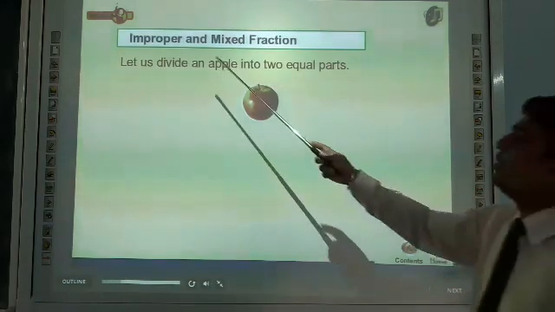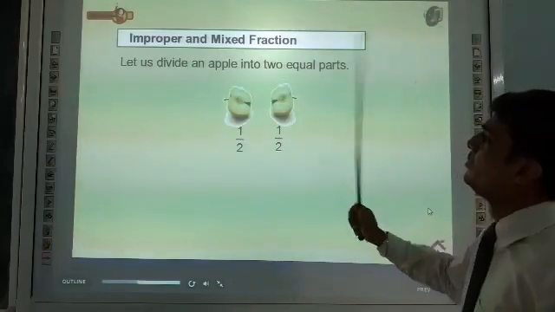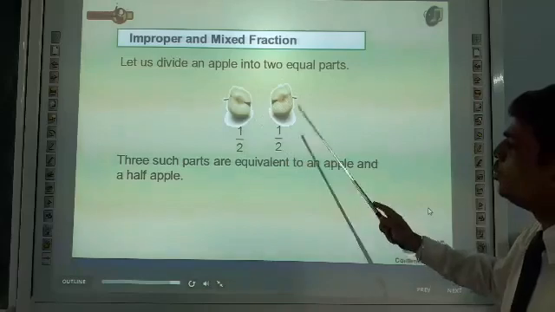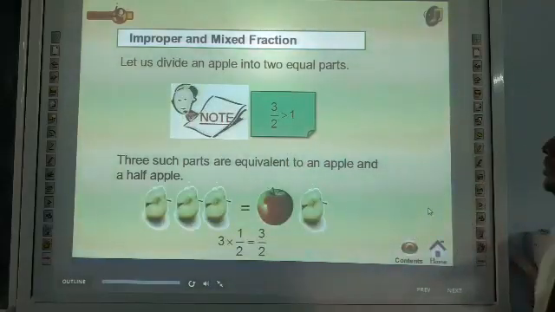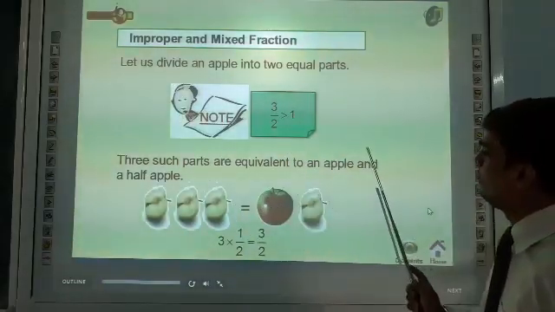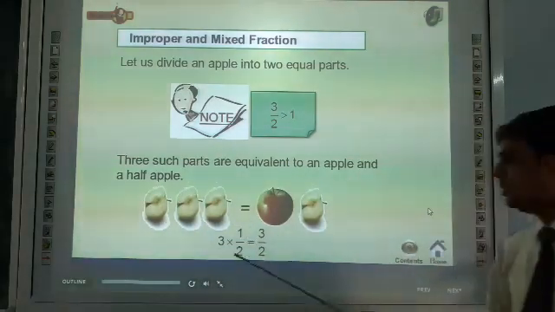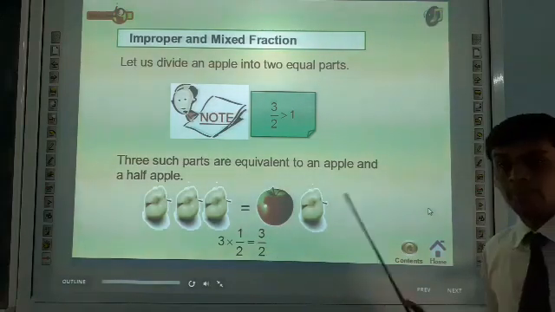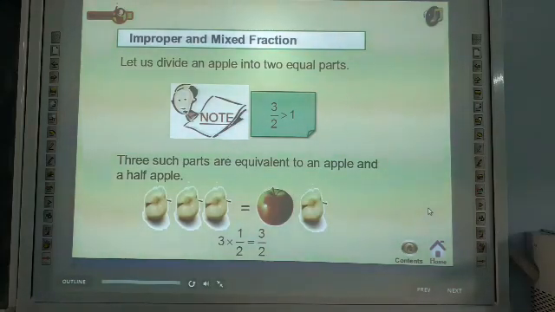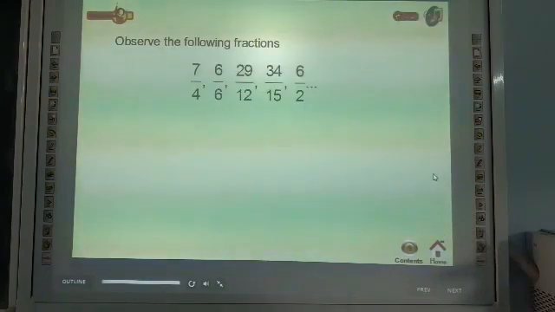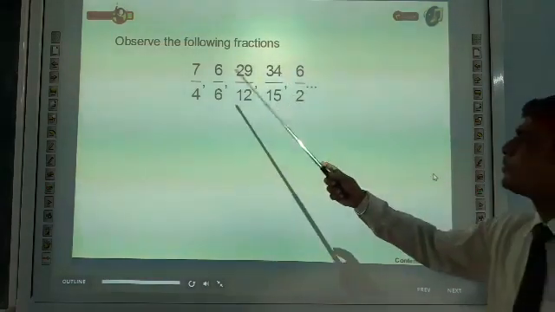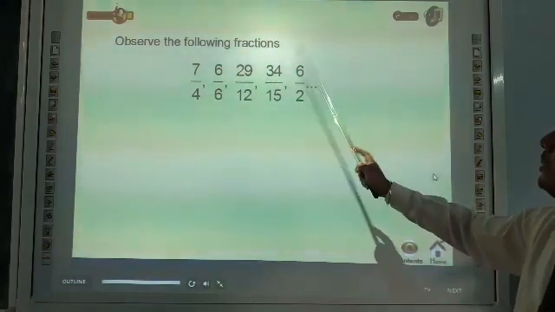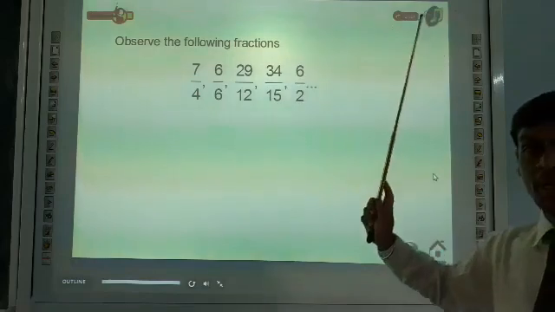Now next, improper and mixed fraction. Let us divide an apple into two equal parts, 1 upon 2, 1 upon 2. Three such parts are equivalent to an apple and a half apples. 3 multiplied by 1 by 2 is equal to the fraction 3 by 2. Observe the following fractions: 7 upon 4, 6 upon 6, 29 upon 12, 34 upon 15, 6 upon 2 and so on.